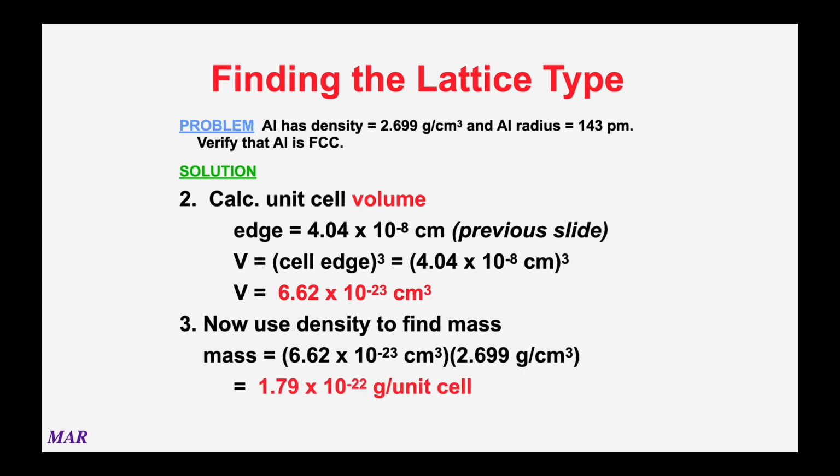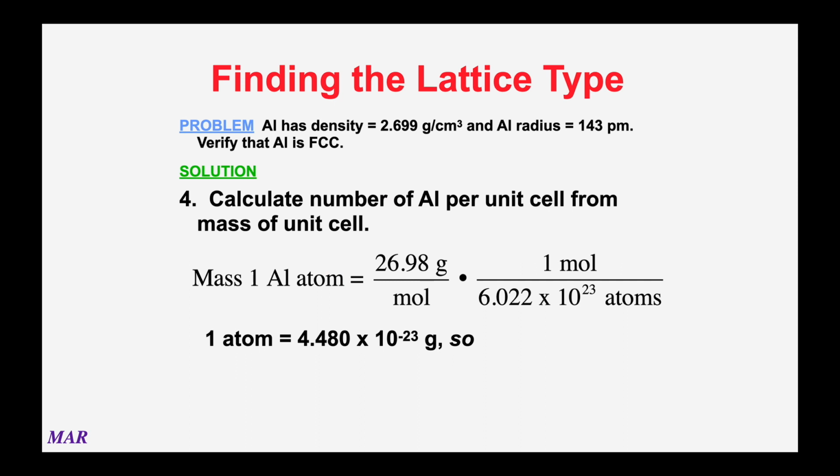The density is in grams per centimeter cubed. So if we multiply that by the centimeters cubed, they cancel out, and you end up with how many grams are in a unit cell. And this is also a super small number. There's not a lot of mass, grams per unit cell, because again, the volume is also so small. You can also imagine that there's going to be a lot of unit cells in one of these chunks of aluminum. We're trying to get to the point where we are figuring out the number of atoms per unit cell.